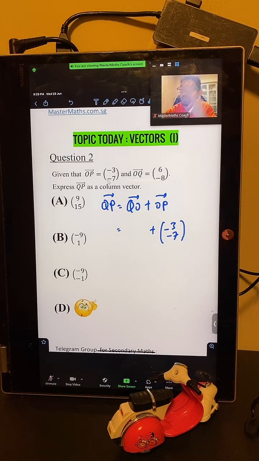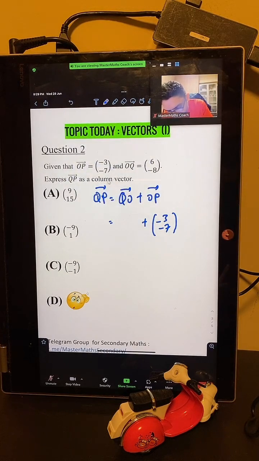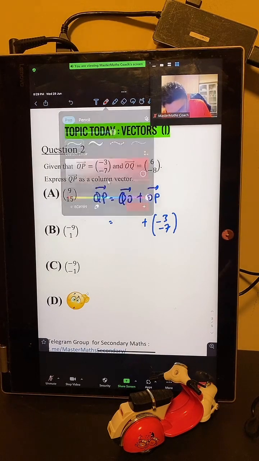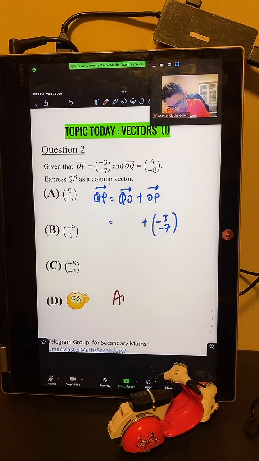Because QO, when you're going from Q to O, is just opposite from O to Q. So in vectors, when you reverse the letters, let's say you want to reverse AB to BA, they are basically equal to each other. It's just that one is the negative of the other. So when you reverse the letters, you put a negative on one of the terms.